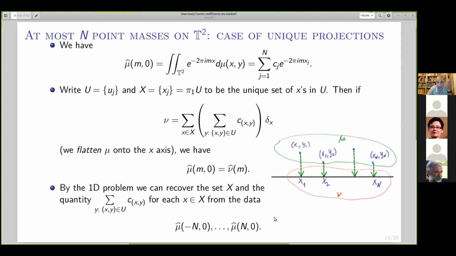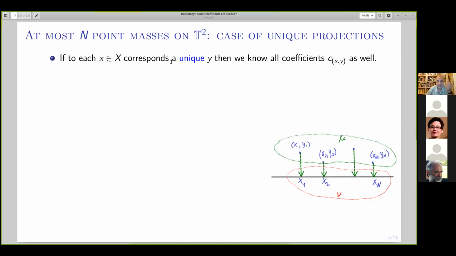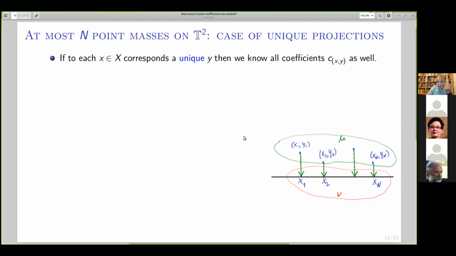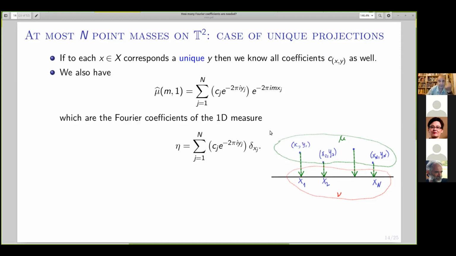And if it so happens that each x corresponds to a unique y, so above each x in this picture you have only one y sitting over it, then you know everything already. Because by the application of the one-dimensional method, you know this sum. Well, if this sum consists of just one point, you know the coefficient sitting over x. What you still don't know is where y is, where the corresponding yj is.